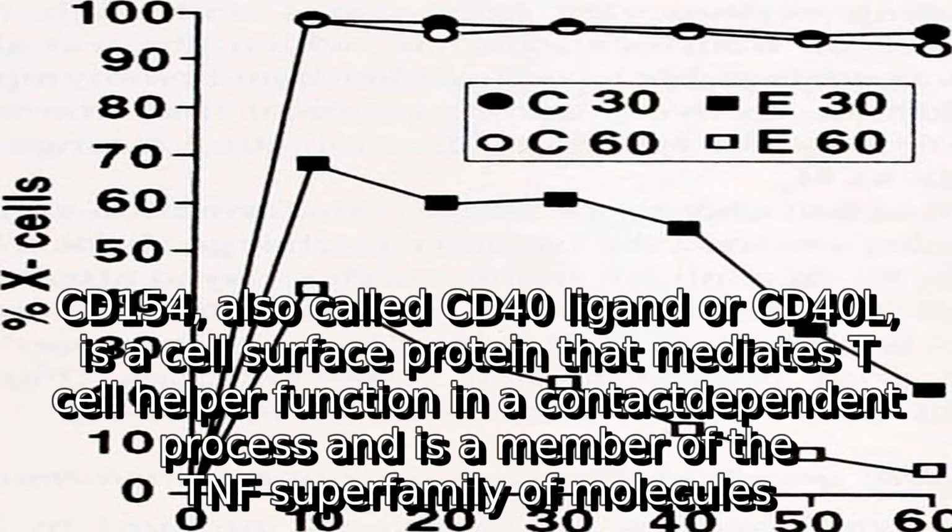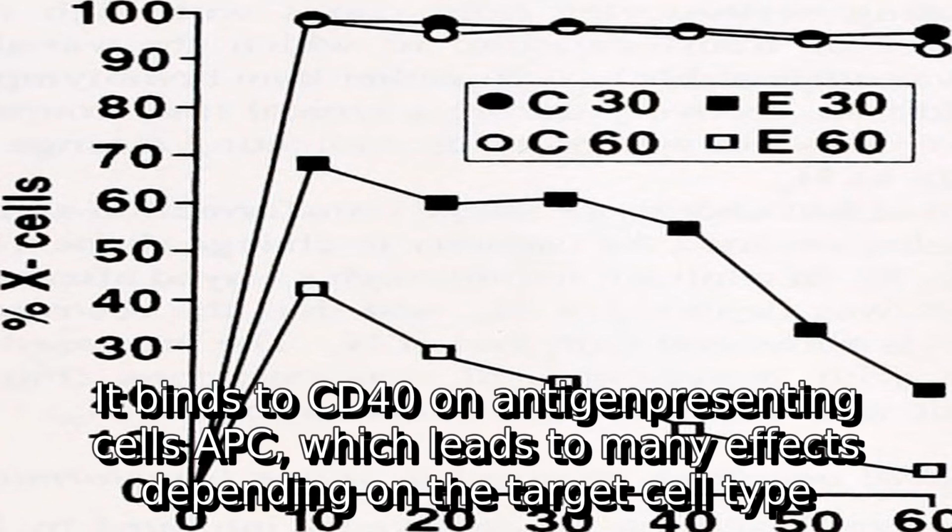CD154, also called CD40 ligand or CD40L, is a cell surface protein that mediates T-cell helper function in a contact-dependent process and is a member of the TNF superfamily of molecules. It binds to CD40 on antigen-presenting cells, APC, which leads to many effects depending on the target cell type.